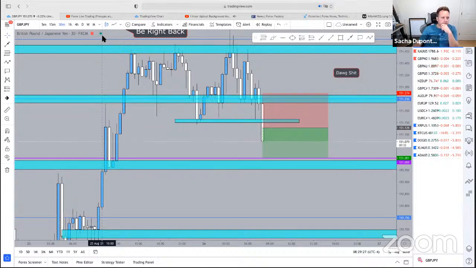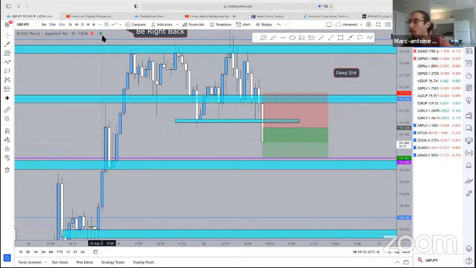Yellow, yellow. All right, running six pips now. Halfway to auto break even. So my auto break even is always set at 11 pips.